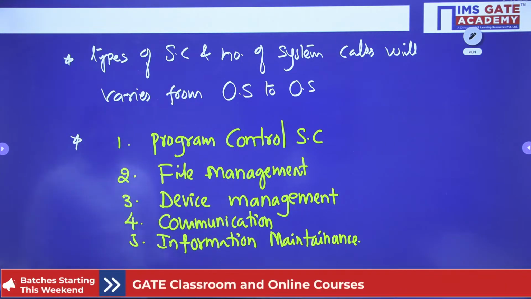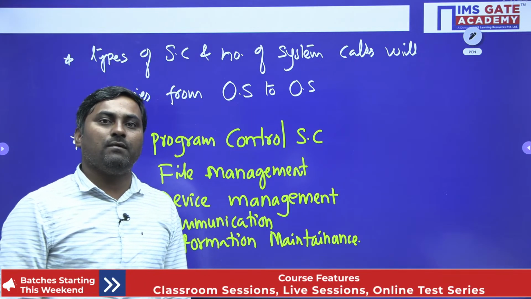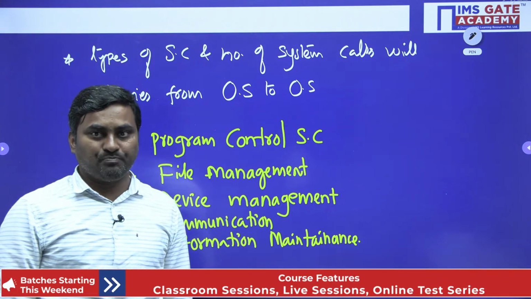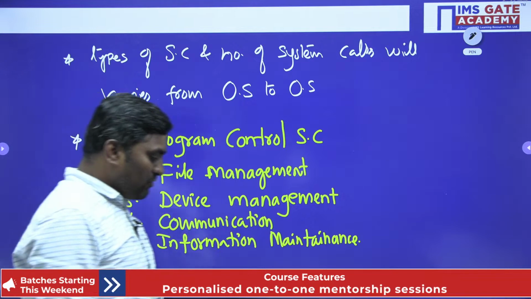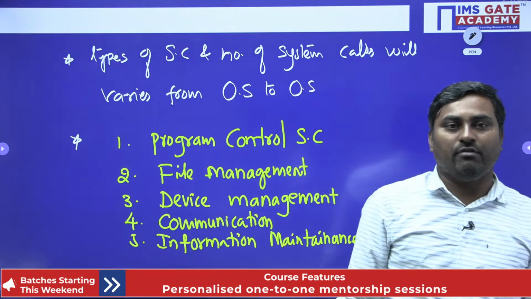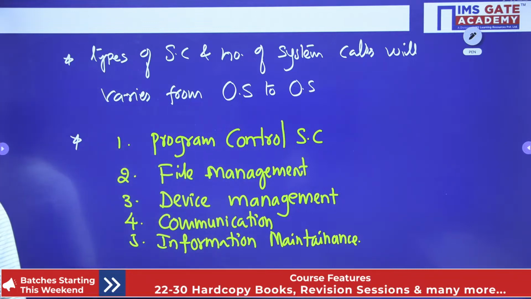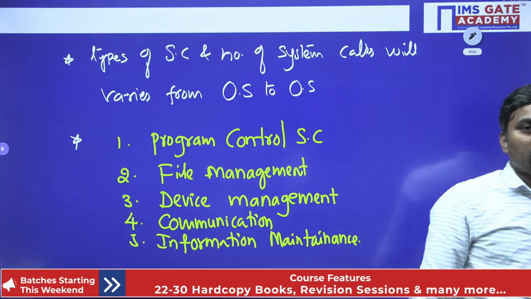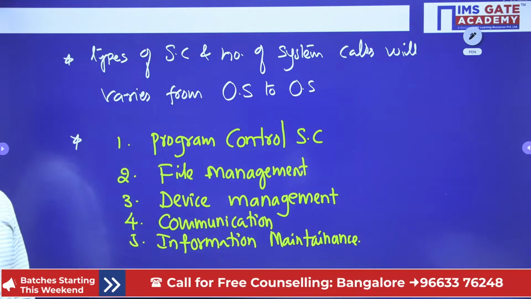What are the major classifications of system calls? Program control, file management, device management, communication and information maintenance. The major five classifications of system calls which we can observe in various operating systems. It can be Windows, it can be Linux or Unix, or another operating system. Is it clear?